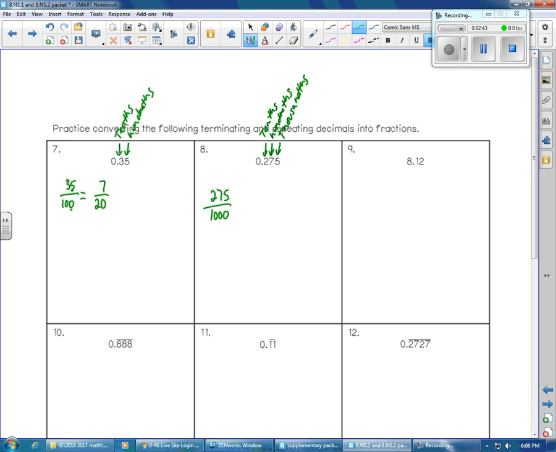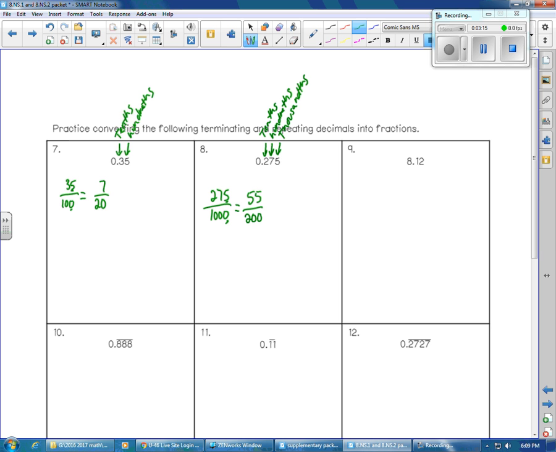Again, I can reduce this fraction. The easiest one to see is, again, 5, because one ends in a 5, one ends in a 0. So I know 5 goes evenly into both my numerator and my denominator. I might have to do some work on the side and do some long division, but I'm going to cut to the chase and tell you that 275 divided by 5 is 55, and 1,000 divided by 5 is 200.